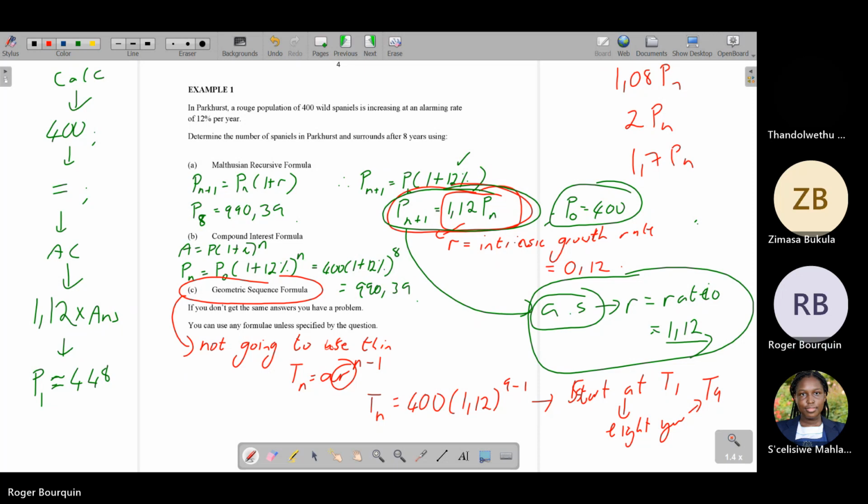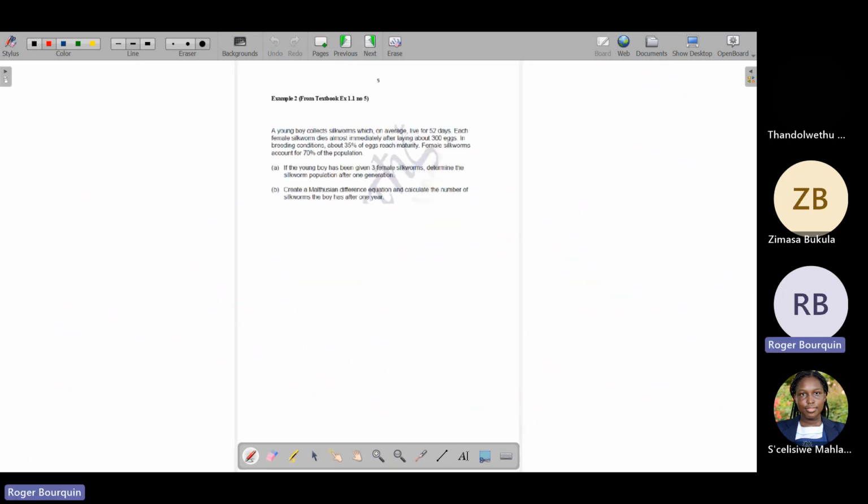Right, one more time. Page 5. A young boy collects silkworms with an average life of 52 days. Each female silkworm dies almost immediately after laying about 300 eggs. In breeding conditions, about 35% of eggs reach maturity. Female silkworms account for 70% of the population. The young boy has been given 3 female silkworms. Determine the silkworm population after 1 generation.